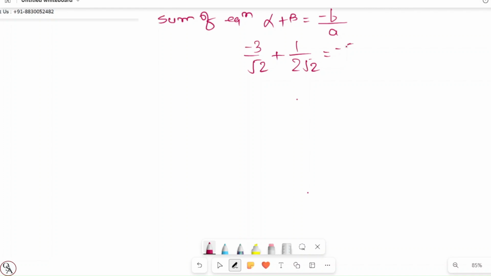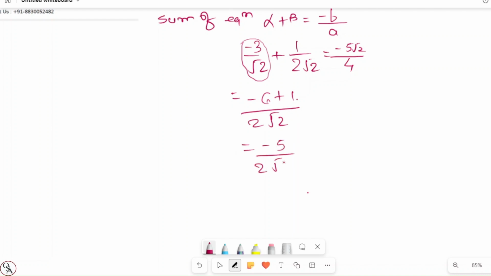So this is nothing but 5 root 2 by 4. If I want to make the LCM common, I have to multiply and divide this term by 2, right? So I'll get 2 times 3 is 6, minus 6 plus 1 upon 2 root 2 as common. So here I am getting minus 5 upon 2 root 2.